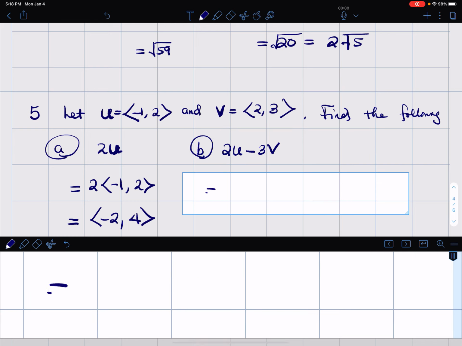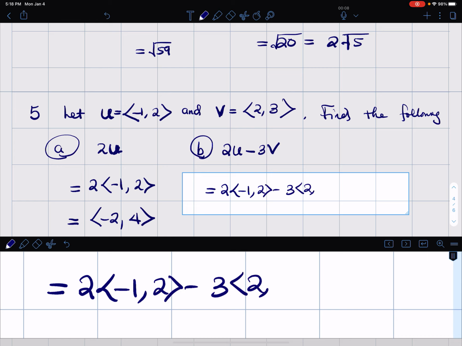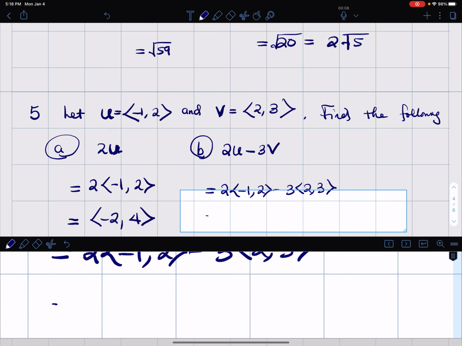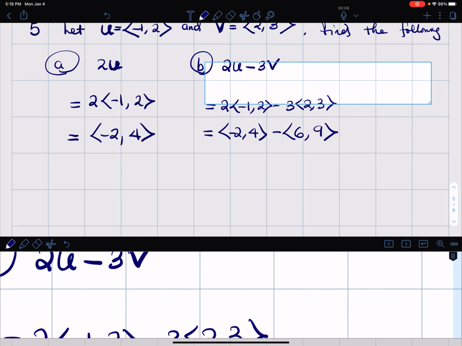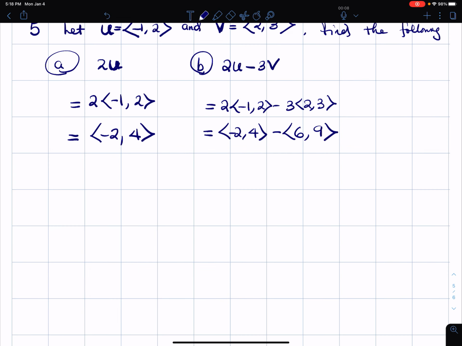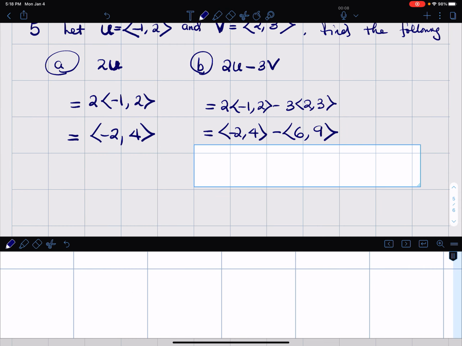All right, so that is just going to be 2u, 2 times (-1, 2), minus 3 times (2, 3). All right, so this is going to be (-2, 4) minus (6, 9), right? You see that? Okay, so if this is the case, then we can just subtract the components.